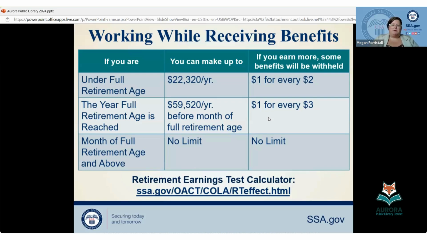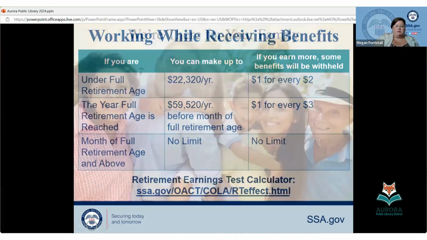The first day of the month in which you hit your full retirement age, that's when you can work and make as much as you want and still receive all your Social Security checks. And that's also the full retirement age when we consider you to be getting your unreduced benefit. It's not reduced at any point due to age.